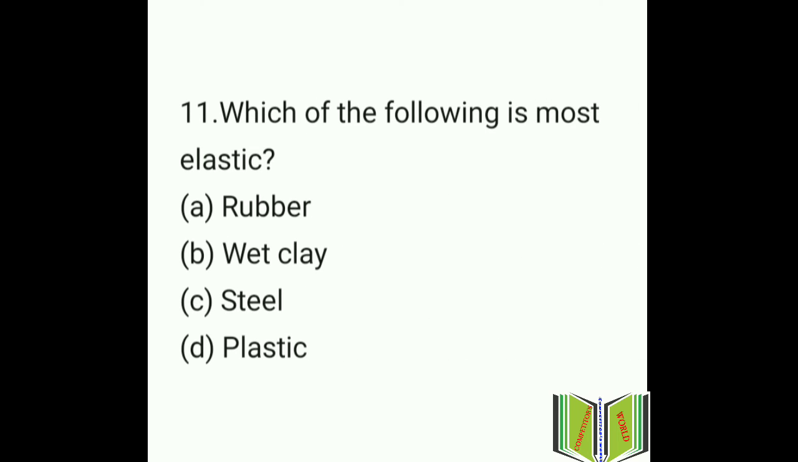Move on to the next question, question number 11. Which of the following is most elastic? This is a very important question. Option A rubber, option B wet clay, option C steel, and option D plastic. So what will be the answer? Here the answer will be option C, steel. Okay, so steel is more elastic than rubber. Clear? So why? Because steel comes back to its original position faster than rubber when the deforming force is removed.